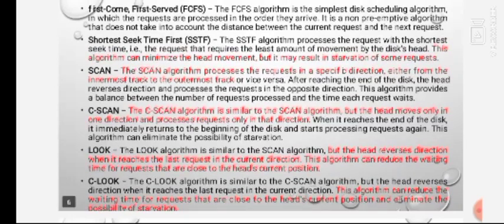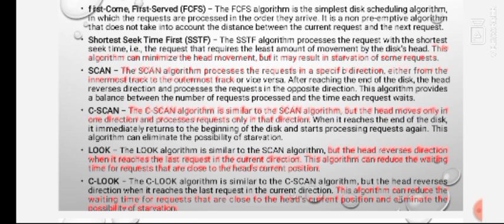The third one is scan. The scan algorithm processes the requests in a specific direction, either from the innermost track to the outermost track or vice versa. After reaching the end of the disk, the head reverses direction and processes the requests in the opposite direction. This algorithm provides a balance between the number of requests processed and the time each request waits.